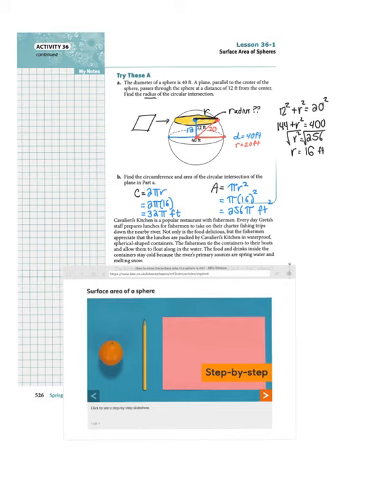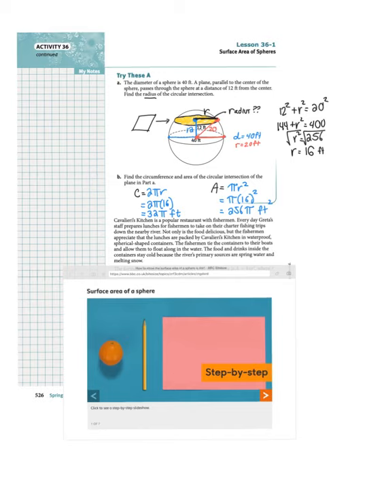The food and drinks inside the containers stay cold because the river's primary sources are spring water and melting snow. So what we want to look at is what would be the surface area of one of these spherical containers. Now, where does the surface area of a sphere come from? Here's a little experiment that typically, if we had been in person, we would have been able to demonstrate in class, but this would be something I would encourage you to maybe try at home.